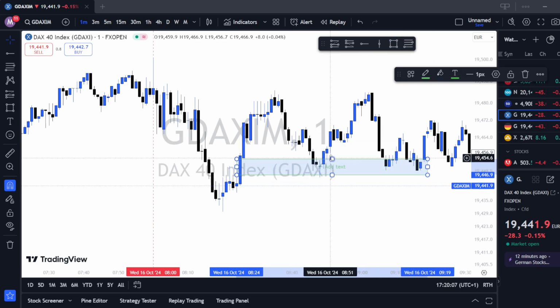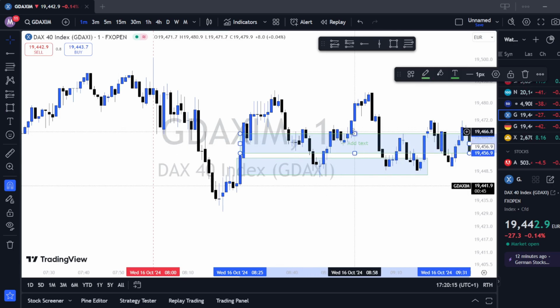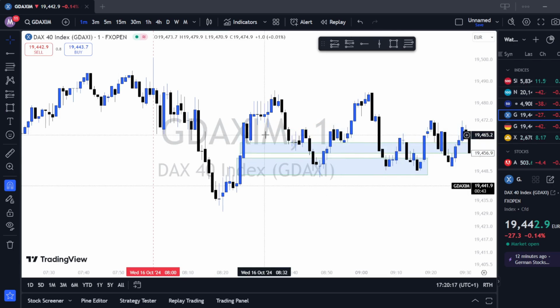Oh, it's being annoying. And another fair value gap as well. So there was a big push, a big sweep in liquidity, pushing the price up. So at that point I was basically looking for entries.